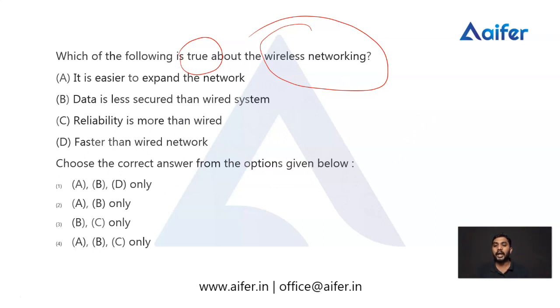So we need to understand out of these 4 options, which are true about wireless networking. Then we have given again 4 options. Option 1, A, B and D only. Second one, A, B only. And third one, B, C only. And fourth one, A, B and C only.